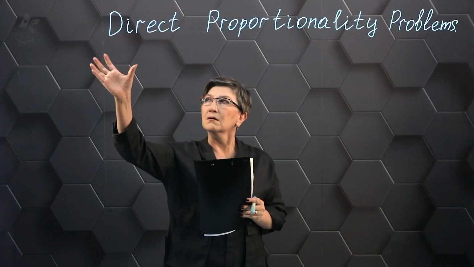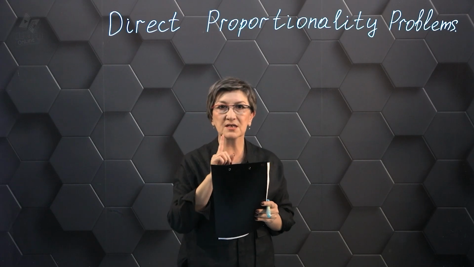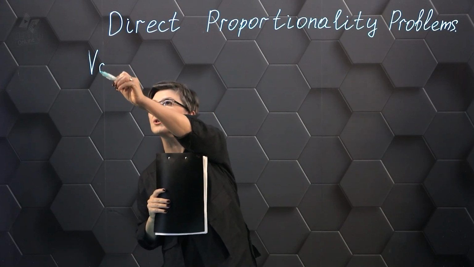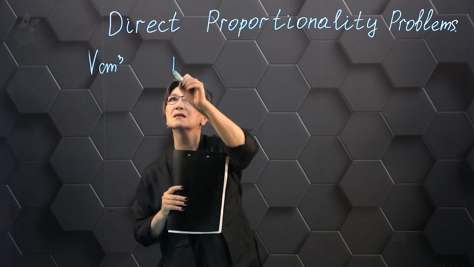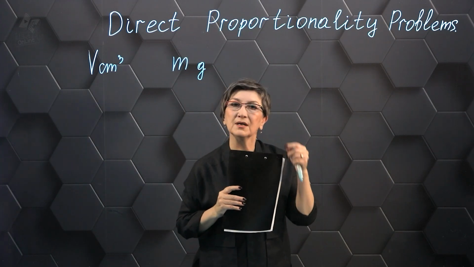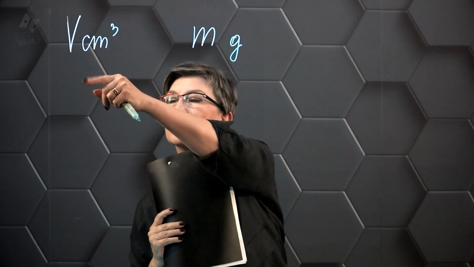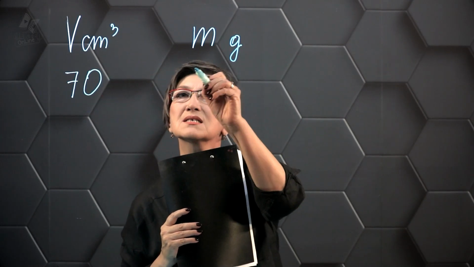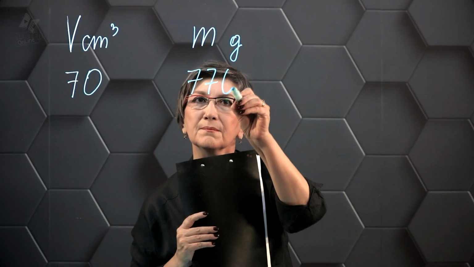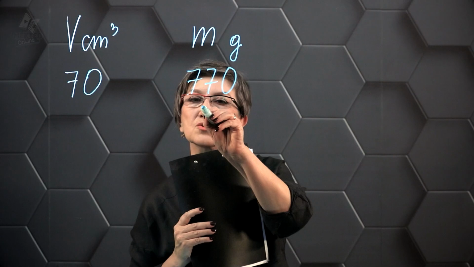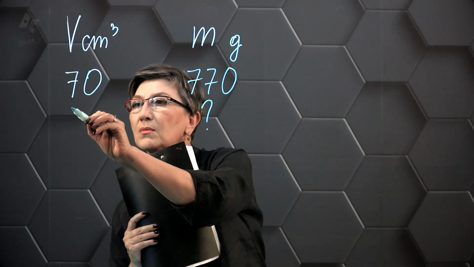In order to solve this problem, I recommend that you write down the quantities. In our problem, we're talking about volume, which is measured in cubic centimeters, and mass, which is measured in grams. The condition of our problem talks about these. Let's write it down. The volume, 70 cubic centimeters, mass 770 grams. We need to find the mass of the ingot, the mass, if the volume is 25 cubic centimeters.